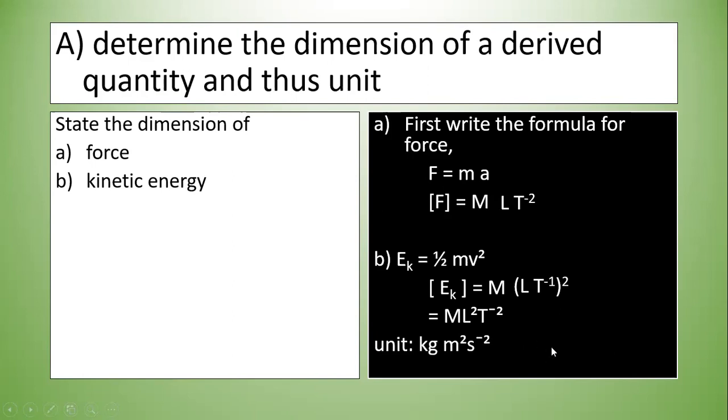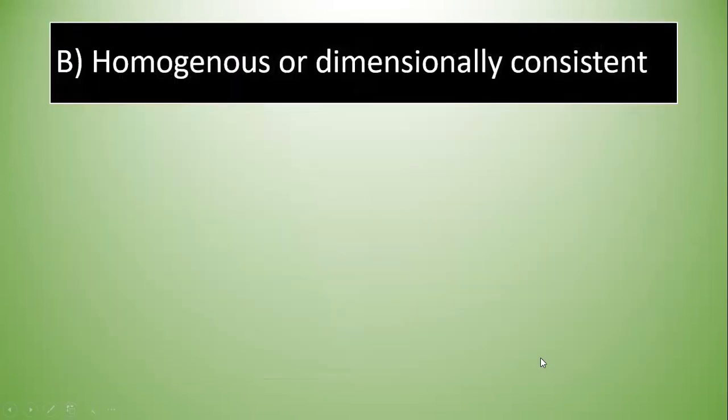Okay, so we are looking at dimension. If you want unit, you can convert it. Mass is kilogram, length is meter squared, time is seconds, s to the minus 2. Important: unit and dimension are the same thing.